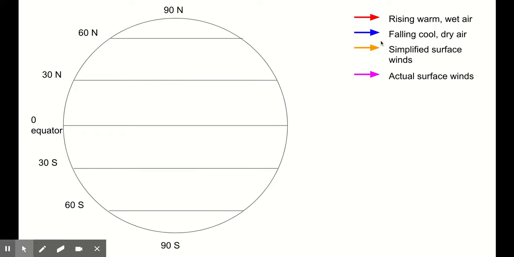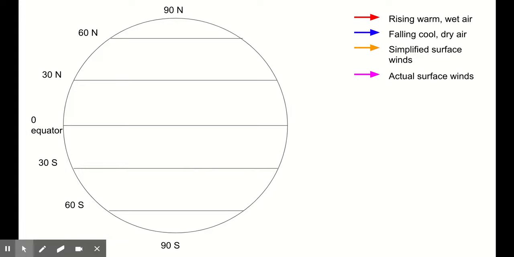Okay. I'm going to use four different colors. You can use the same colors as me or different colors. I have one color for rising warm, wet air. That's red. I'm using blue for falling, cool, dry air. Orange for simplified surface winds and hot pink for actual surface winds. All right, we are ready.